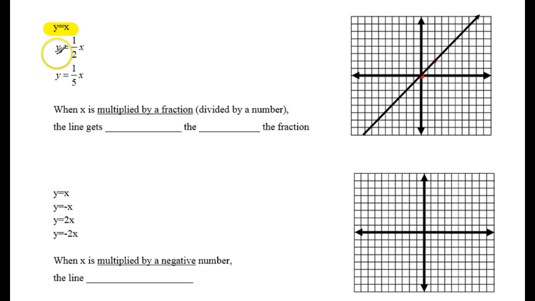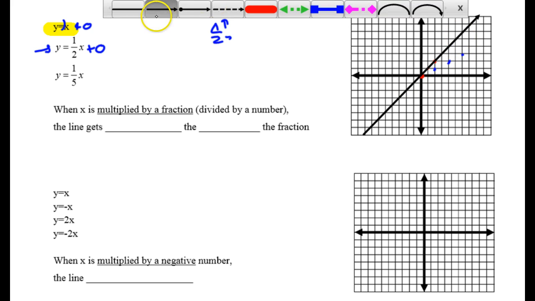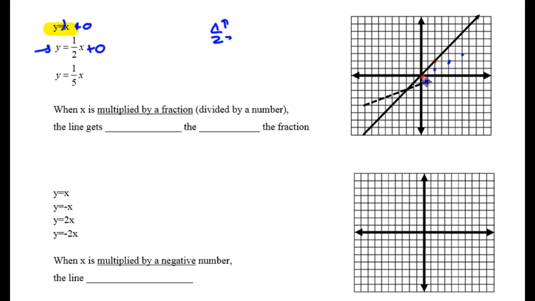Once again, now we have y equals 1/2 x. Plus 0, still the intercept is plus 0. We're not changing the intercept. Once again, we're changing the slope. So the slope is from 1, now it's 1/2. It's already a fraction, so I just go up 1 over 2. Up 1 over 2. Up 1 over 2. Alright, so now if I connect this one, the slope is going to be like that.